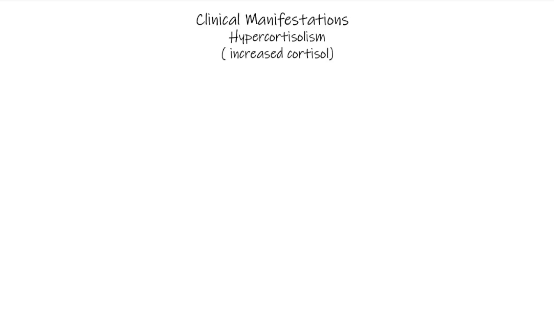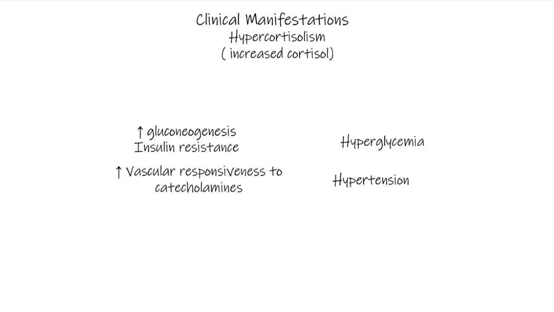Many of the manifestations of Cushing syndrome can be predicted from the normal actions of cortisol. Because cortisol promotes gluconeogenesis and antagonizes insulin's actions, chronic excess can produce hyperglycemia, glucose intolerance, or diabetes. By increasing vascular responsiveness to catecholamines, excess cortisol can contribute to hypertension. Because cortisol promotes catabolism, patients may develop muscle wasting and proximal muscle weakness. This is often most noticeable in the thighs. Patients may have difficulty standing from a chair or climbing stairs.